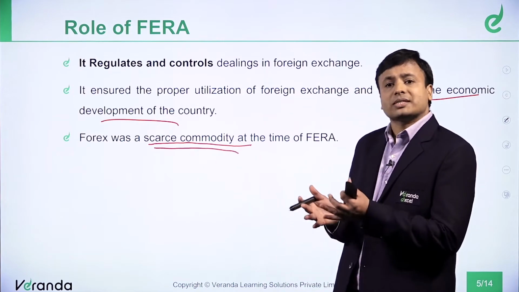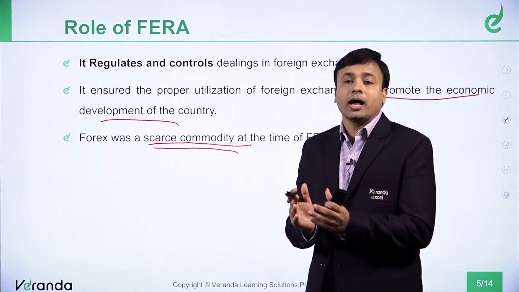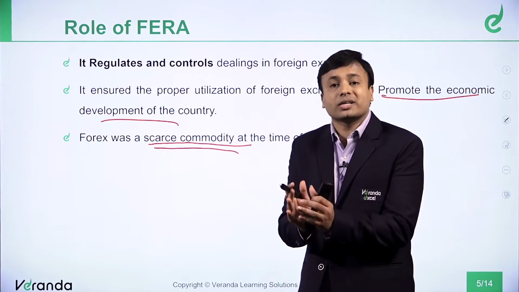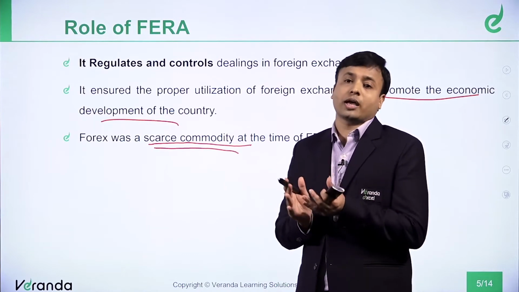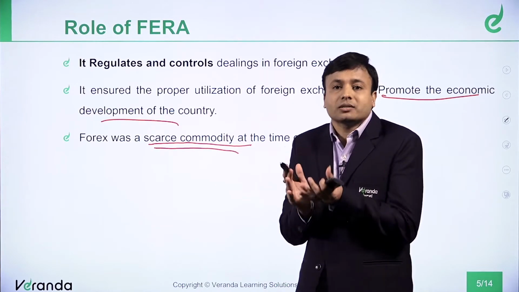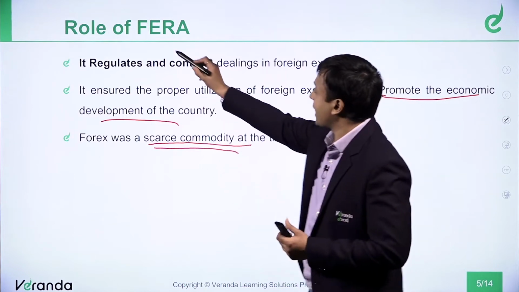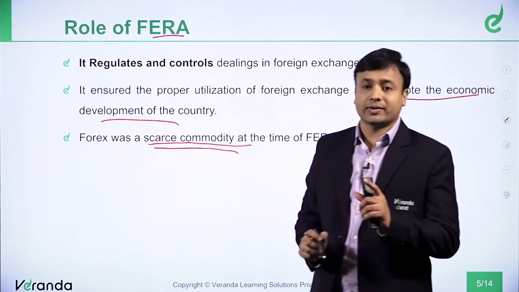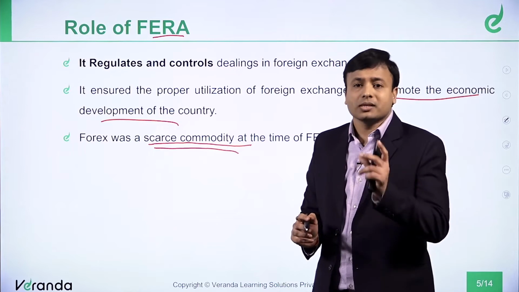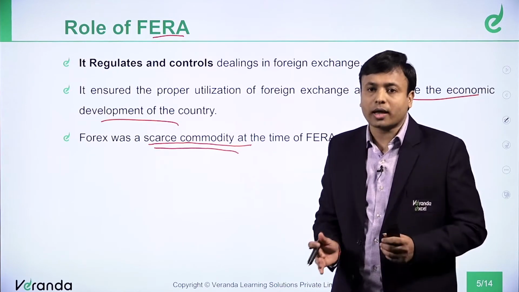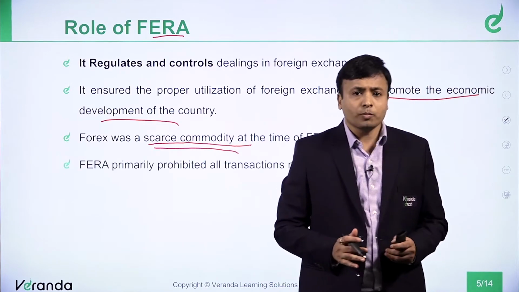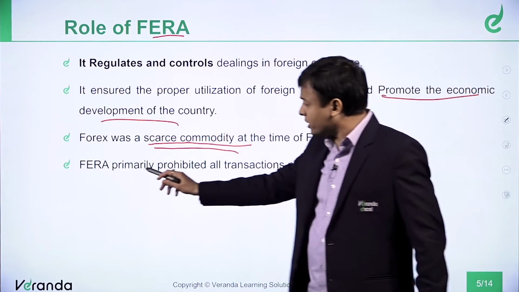Something which is scarce, I have to regulate it. I have to ensure that I use it carefully. I have to ensure that I use it usefully. I don't waste this foreign currency. Hence, this Act of FERA was introduced in 1973, because it is a scarce commodity and I do not have enough of it. So what did FERA do?